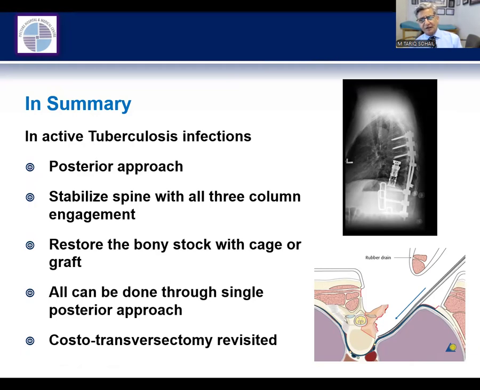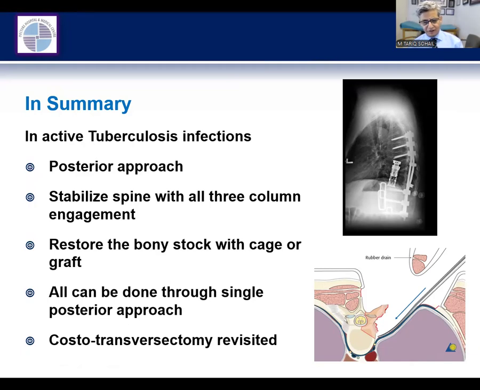It's a good bone if it's morselized, but rib graft on its own should not be utilized because it does not provide stability. Once it is dislodged, the sharp edges of the bone can damage the cord. So in active tuberculosis, the posterior approach is very effective because the spine is still mobile, and you can use instrumentation and a posterior to anterior approach through the costotransversectomy area.